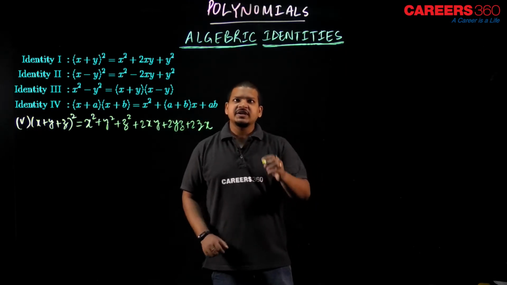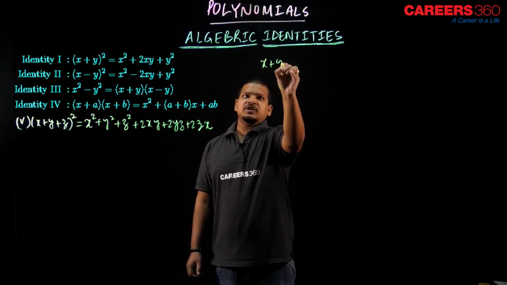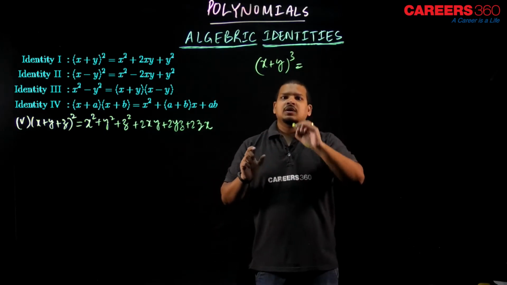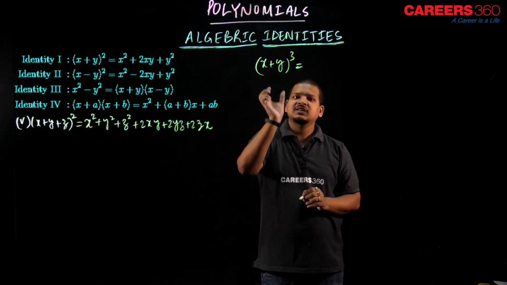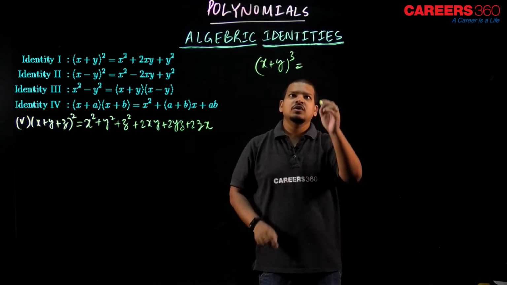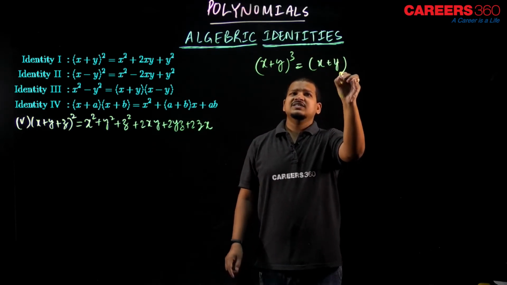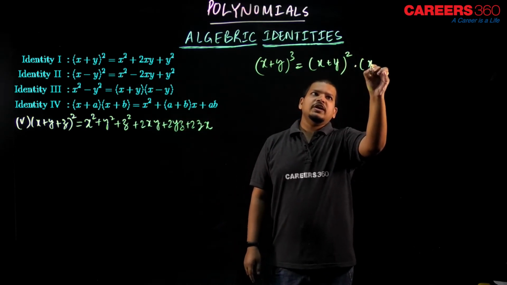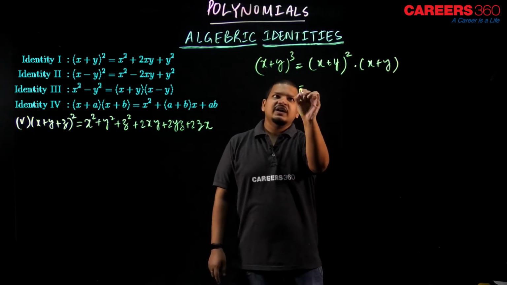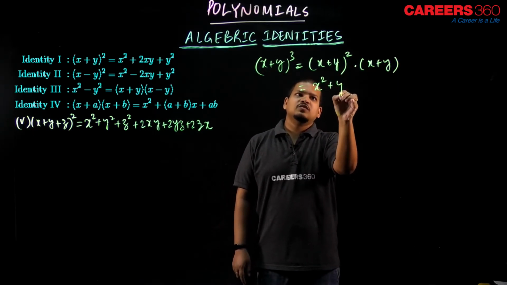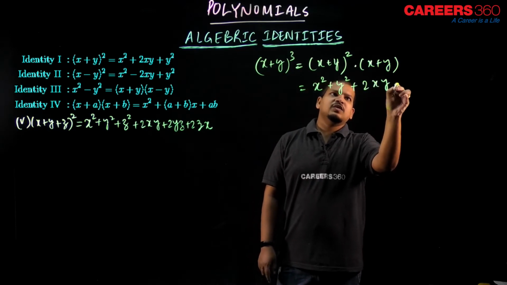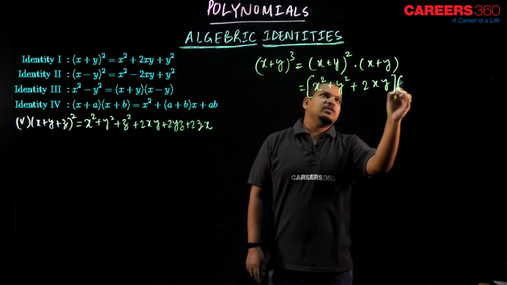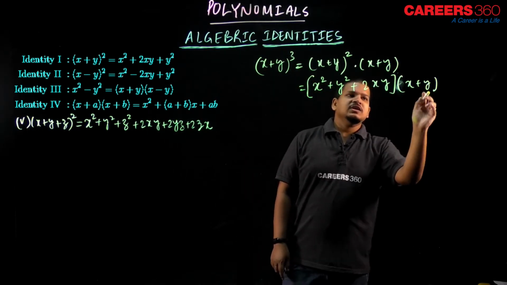Our next identity is (x plus y) whole cube is equal to, how can we get the answer of this one? So let's try to break it into the identities that we know. We know (x plus y) whole square into (x plus y), that I can write, and (x plus y) whole square will be x square plus y square plus 2xy, and then we have the whole bracket, and then x plus y. So let's open the bracket.